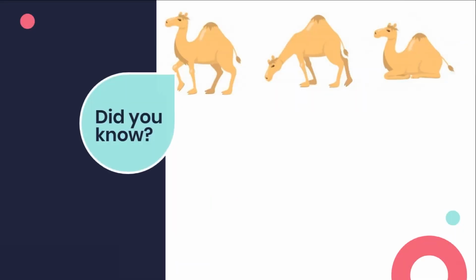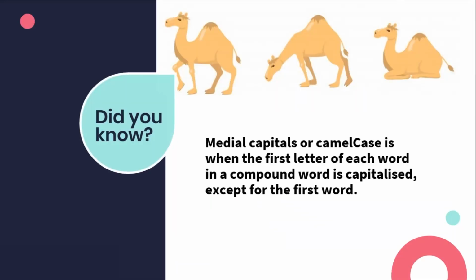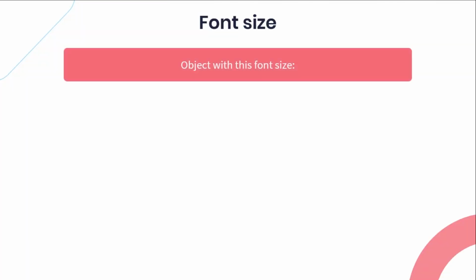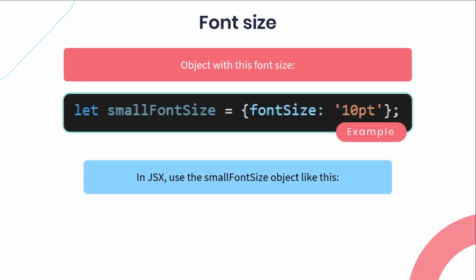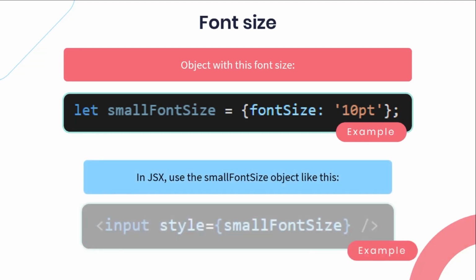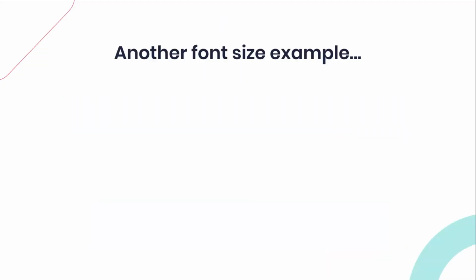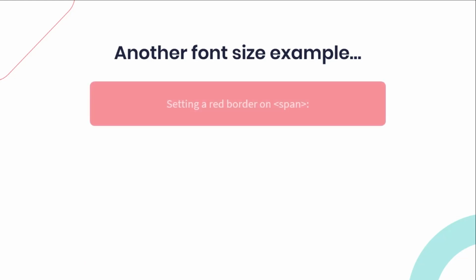And for those of you that don't know, medial capitals or camel case is when the first letter of each word in a compound word is capitalized, except for the first word. Software developers often use it when writing source code where element names cannot contain spaces. Suppose we have an object with this font size. In your JSX, you can use the small font size object like this. Let's have another example of passing styles directly. This time, you're setting a red border on span, like this.